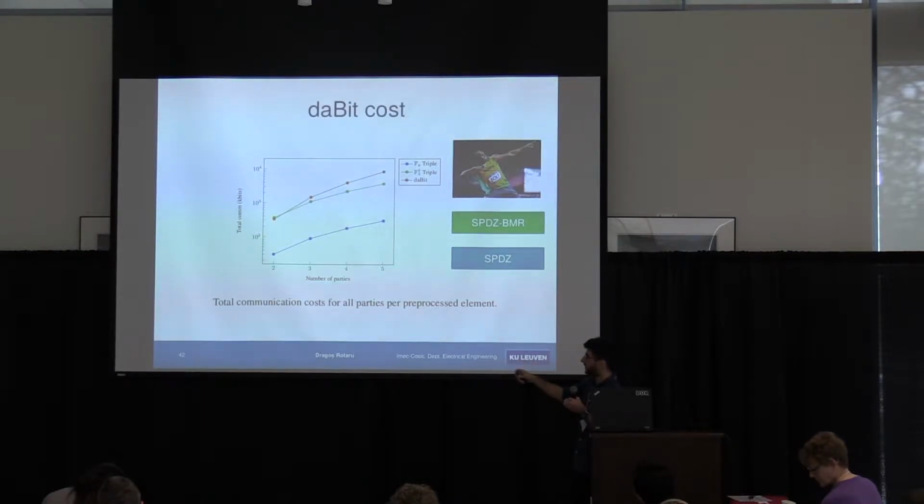So that is the total amount of communication. For more parties, it's a bit more communication than a MASCOT triple.